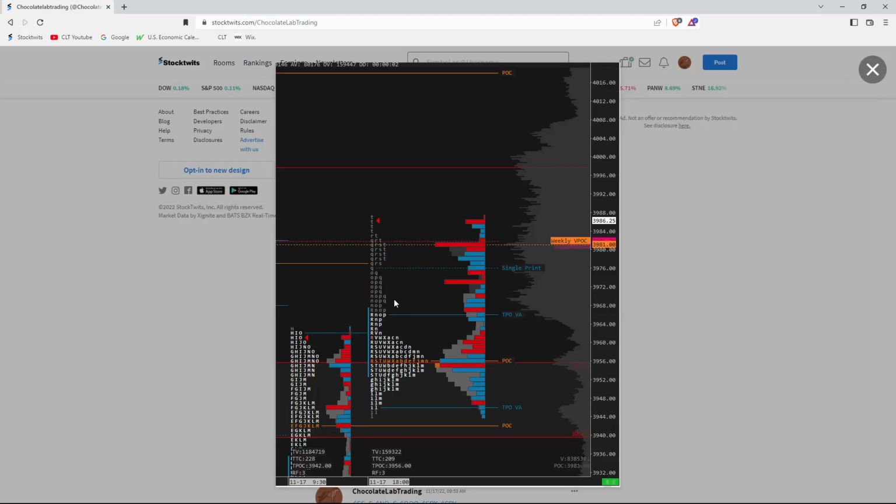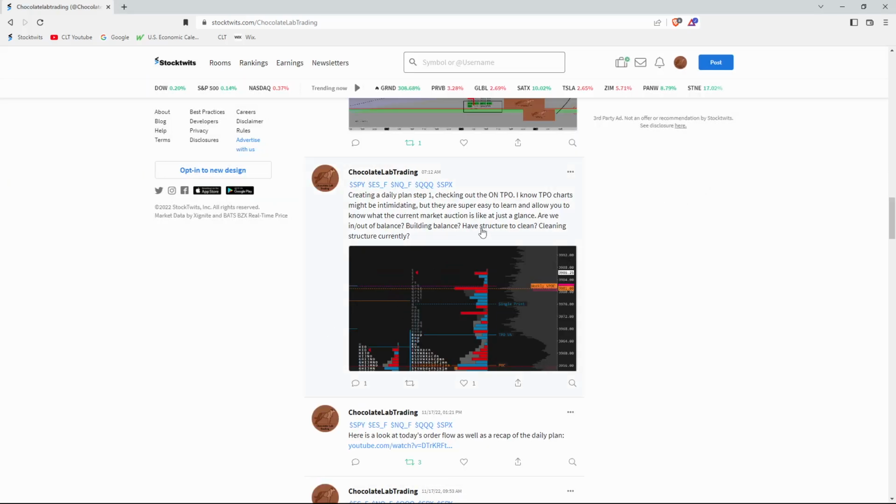And beginning the morning, as I always do, is the overnight TPO. This is a TPO chart. If you're unfamiliar with it, each one of these is a market profile. Things that we could take by looking at the tops, bottoms, the shapes of each market profile for each session, where the value area high is, value area low, point of control is, a whole bunch of things. Are we making balance? Are we trading within it, out of it? Do we have structure to clean? Are we currently cleaning structure?